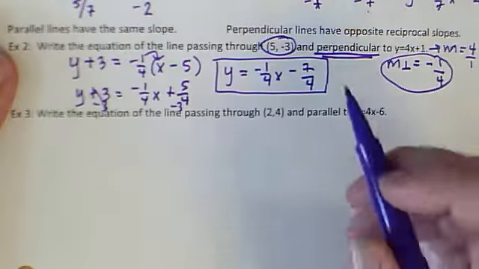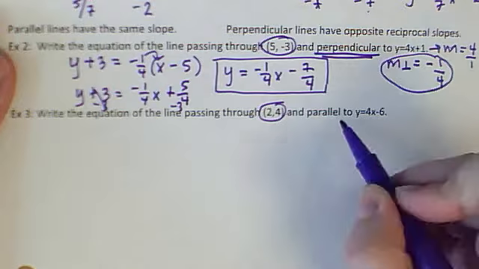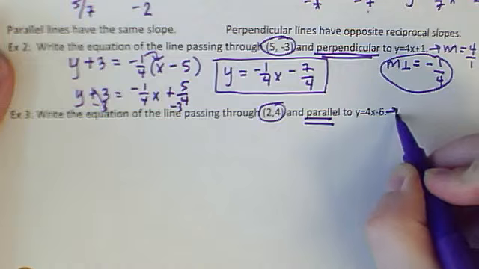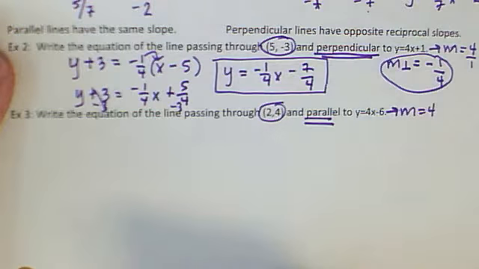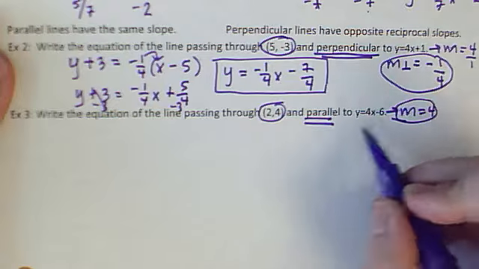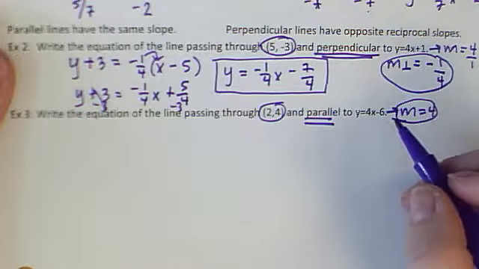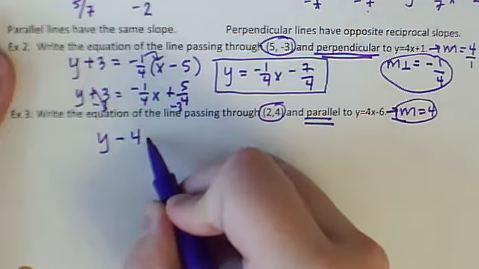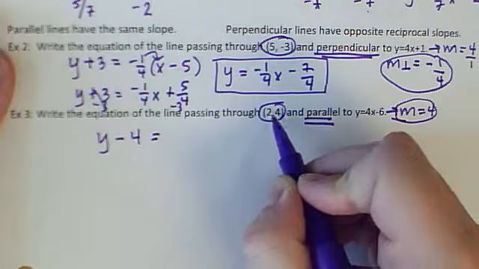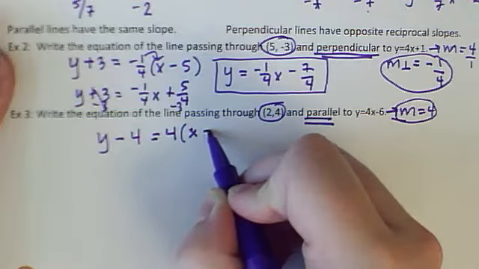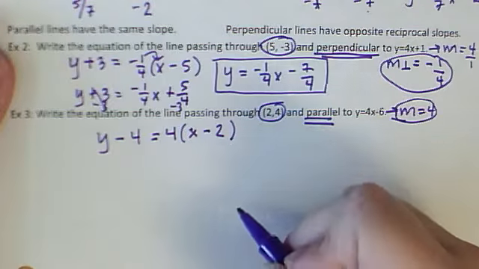Alright, example 3, I want to write the equation of the line passing through this point 2, 4, and this time parallel. So in this case, my slope is 4, so if it's parallel, I'm just going to use that same slope. Okay, that's what you need to use for that. So again, I'm going to use point slope because that's what I'm given. So I'm going to have y minus 4 equals, and that 4 comes from this point, my slope times x minus x1, which is 2.